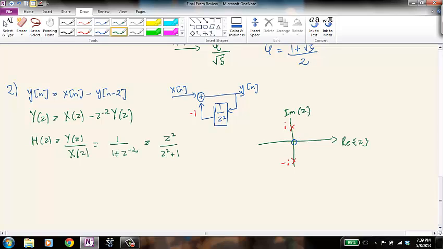Okay, so is this system stable? It has poles on the unit circle, because i and minus i are on the unit circle, right? So is it stable? It's not stable, because if you recall, the criterion for stability is that the unit circle must lie strictly within the region of convergence. But here, the unit circle is on the boundary.